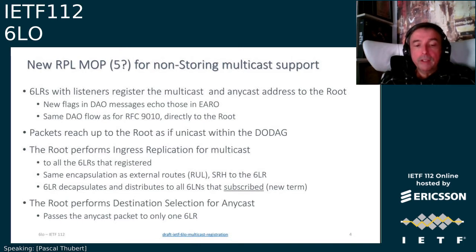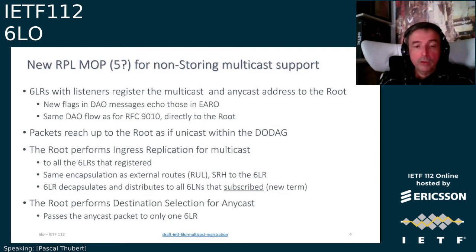For anycast, instead of passing the packet to all the 6LRs, it will pass it to a select one, and we don't effectively say in the specification which 6LR. I mean, the policy in the root may depend on a number of things like load, and this specification does not enter this configuration, just says the root can select one, and further specification or implementation will decide which one. Next slide, please.